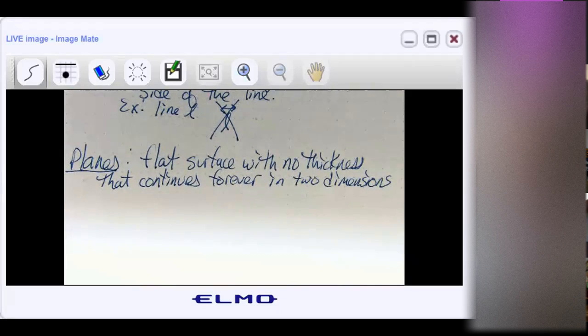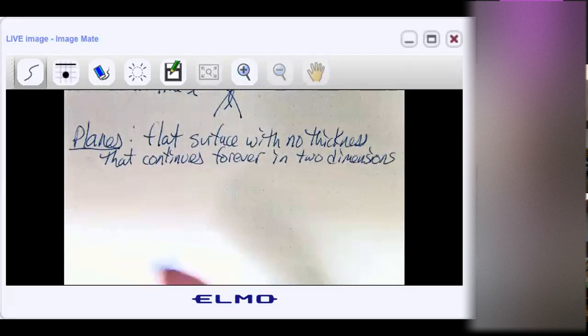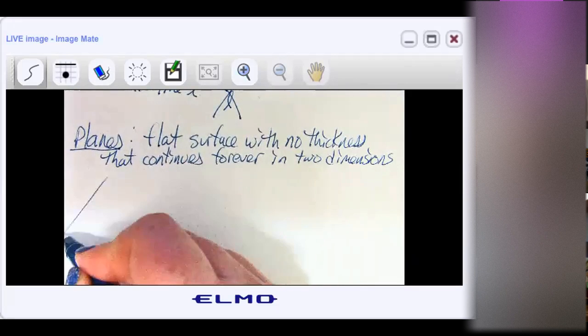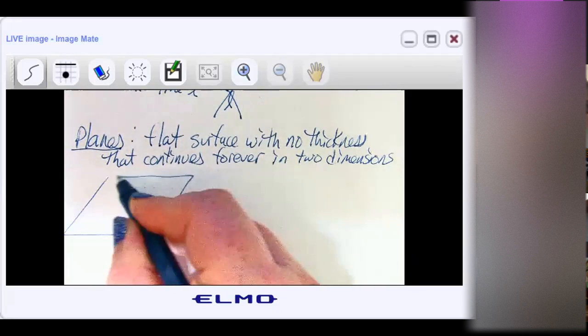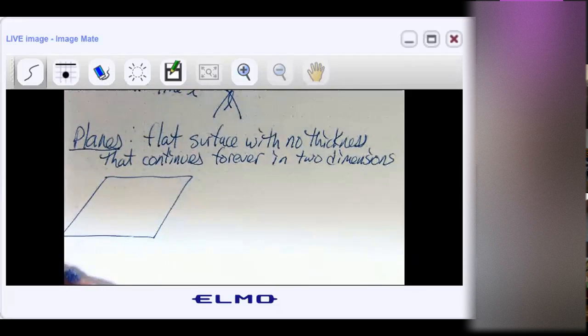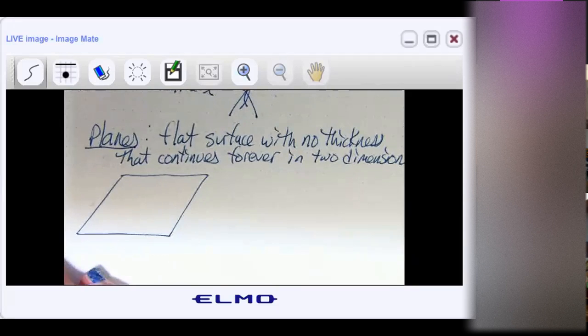So a plane, now we're just talking about it in 2 dimensions. A surface that never ends, just goes on forever. How in the world are we supposed to draw this on a paper? A thing that never ends? We have a way, don't worry. This is what we do to represent a plane on paper. We just draw a parallelogram. So that is our shortcut way to represent this flat surface that goes on forever.